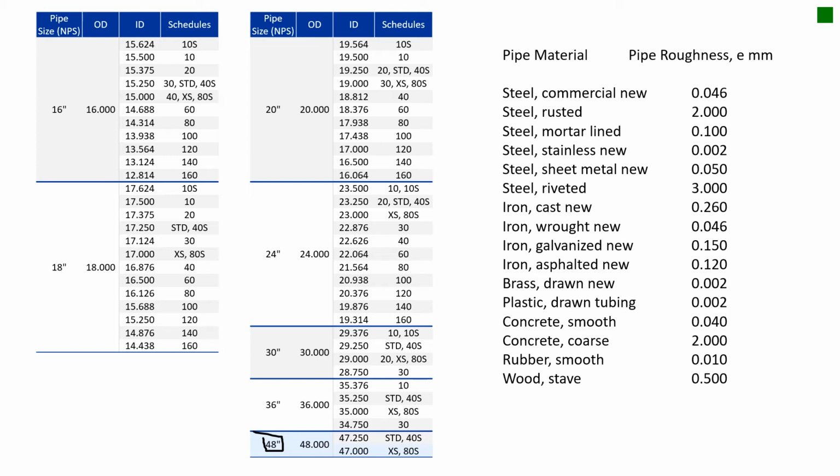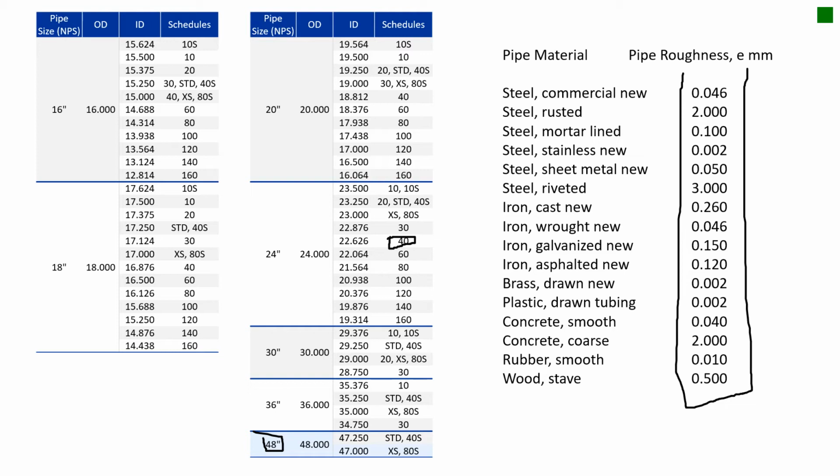Almost all the time in pipelines, we deal with a Schedule 40 pipe for relatively moderate pressures. And so for less than 10 atmospheres, a Schedule 40 pipe is the common pipeline size that we'll use. And if you remember from the Fanning friction factor charts, we need to know what the pipe roughness is. And so we have values that we can use.